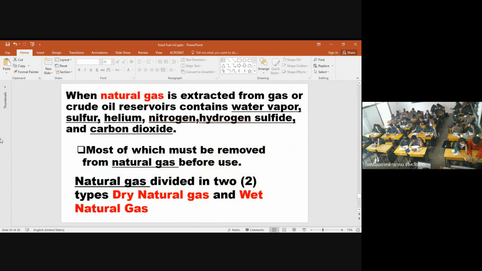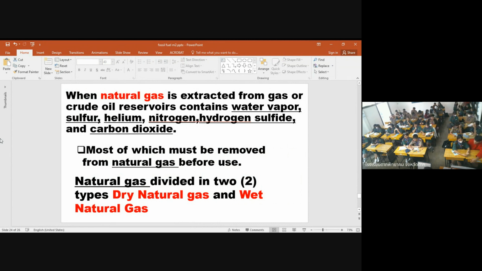Okay, when natural gas is extracted from gas or crude oil, it contains your water vapor, sulfur, helium, nitrogen, hydrogen sulfide, and your carbon dioxide. Again, extracted from gases, what do they contain? They contain your sulfur, helium, nitrogen, hydrogen sulfide, and your carbon dioxide.